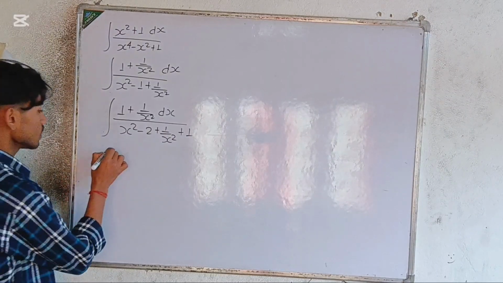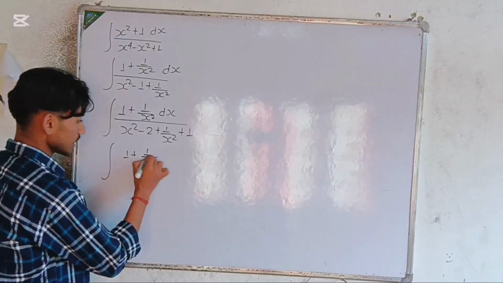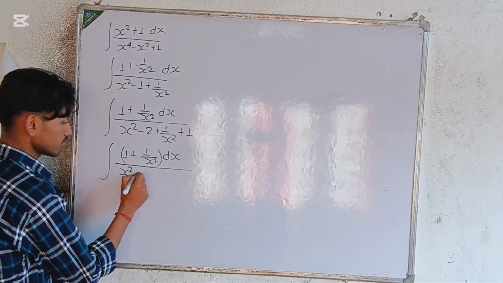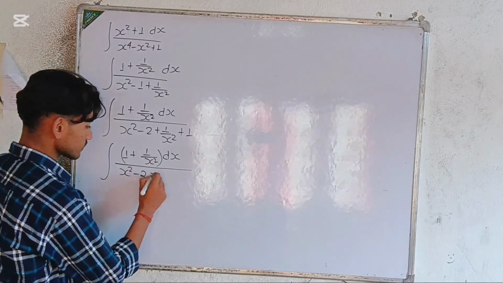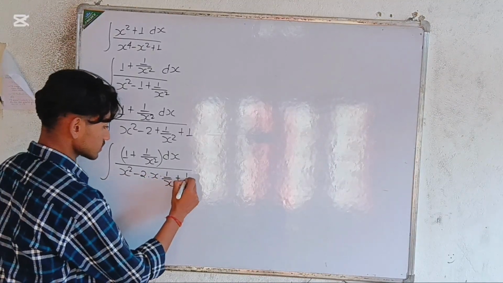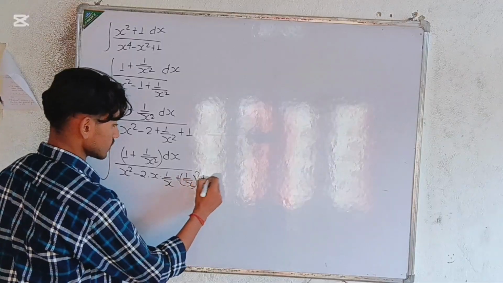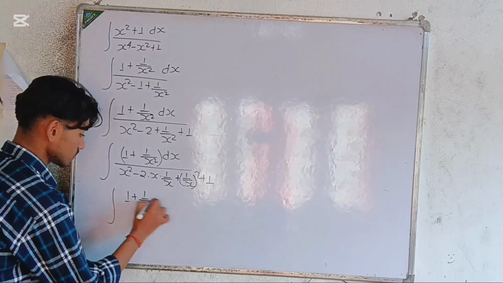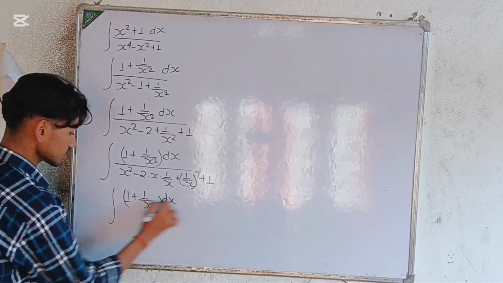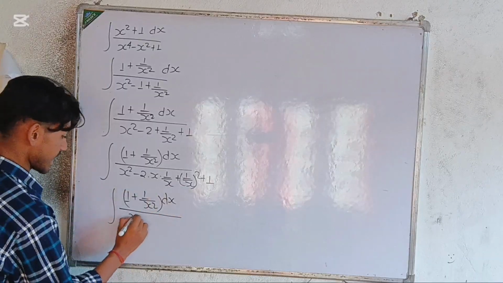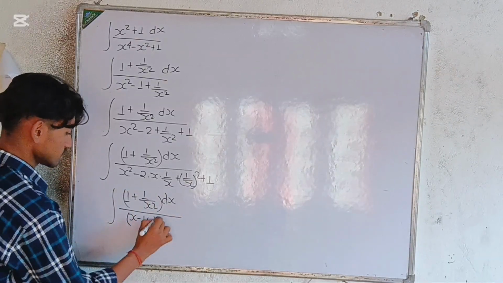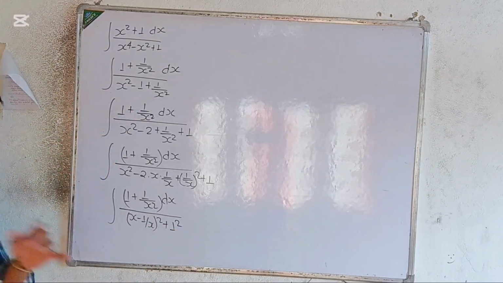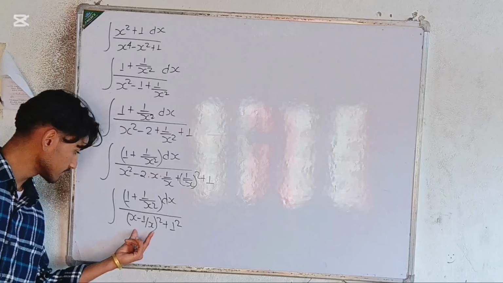Okay, so from here I am going to make it into a whole square term. You can see from here that it is a squared minus 2, in terms of a, in terms of b, plus 1 over x squared plus 1, right? So from here you can say 1 plus 1 over x squared, and this is dx over, this can be written as x minus 1 over x squared, right? And plus 1 squared.